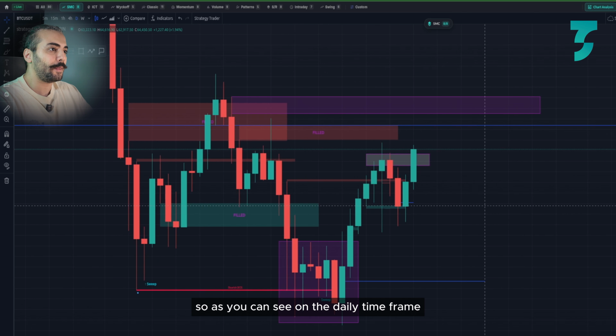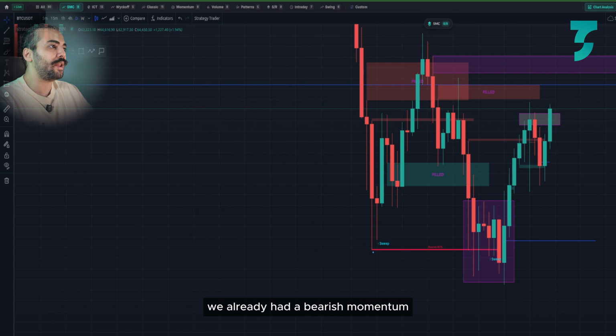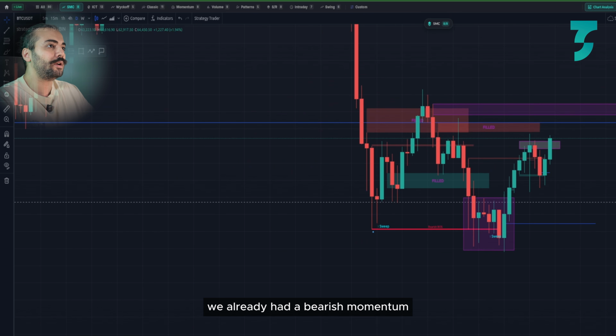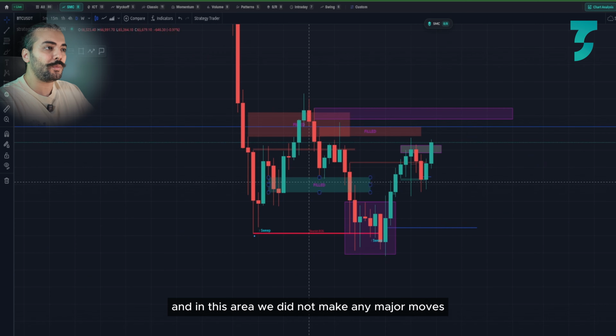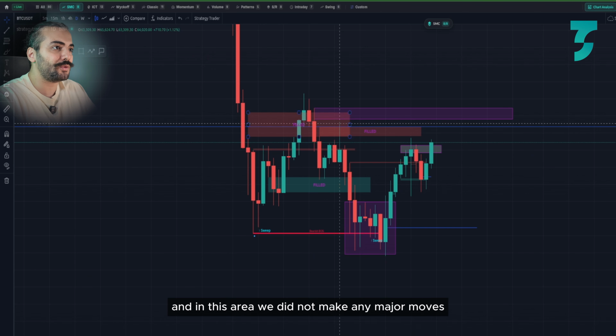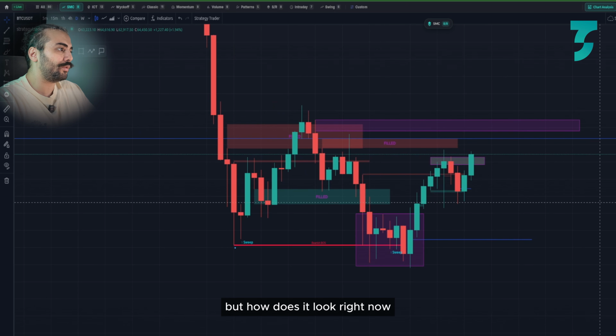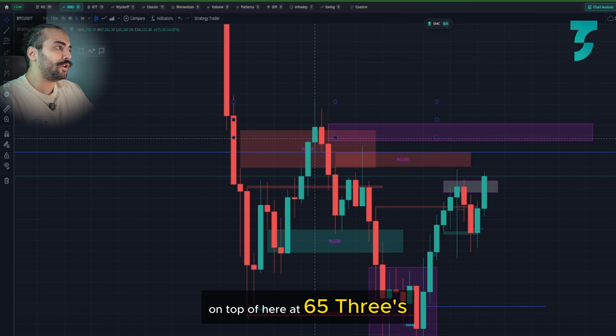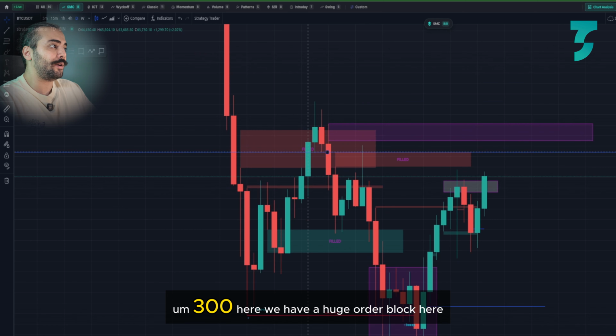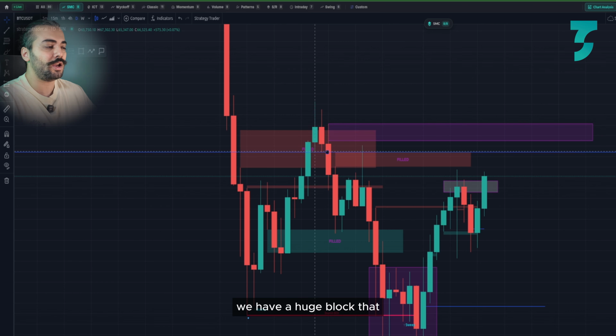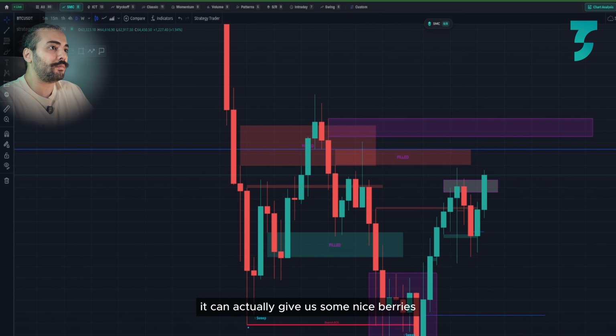As you can see on the daily time frame, we already had a bearish momentum, from up here to here, and in this area we did not make any major moves except just some consolidations. But how does it look right now? On top of here at 65,300, we have a huge order block. Here we have a huge block that can actually give us some nice bearish.